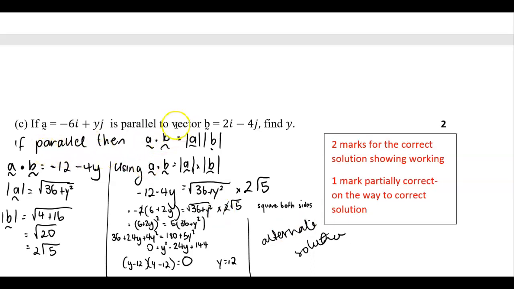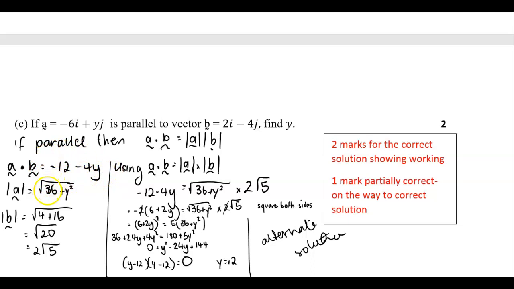So if vectors are parallel, then their dot product is equal to the magnitude of each of them multiplied together. So the dot product of A and B is going to be minus 6 times 2 plus y times minus 4. So we're multiplying our x's and multiplying our y's. So we get minus 12 minus 4y.